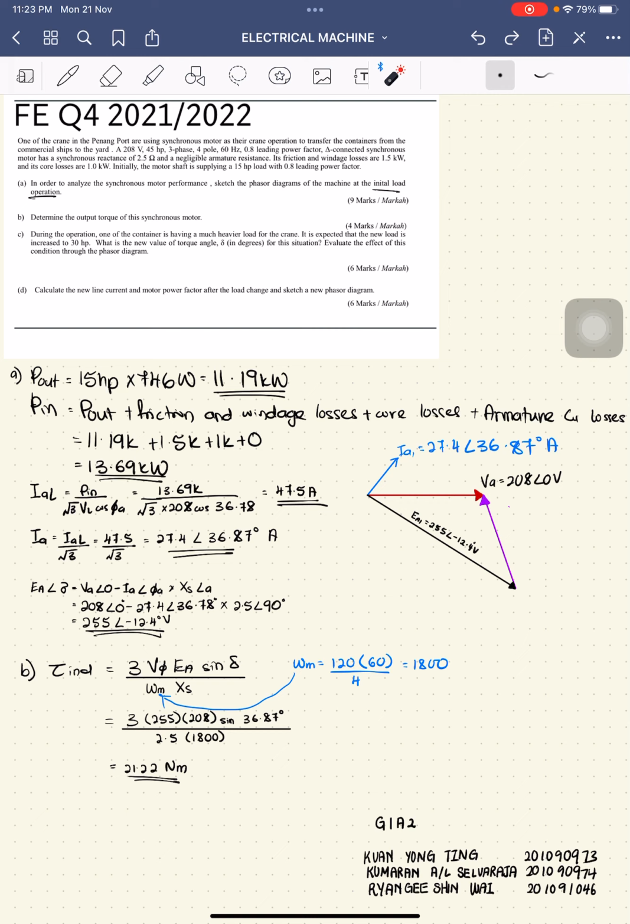And then from the value of P in, we can find IL. IL is 47.5 ampere. And then from IL, we divide by square root 3 to get IA, which is 27.4 angle 36.87 ampere. And then with this value, we can find out our EA, which is 255 angle negative 12.4.